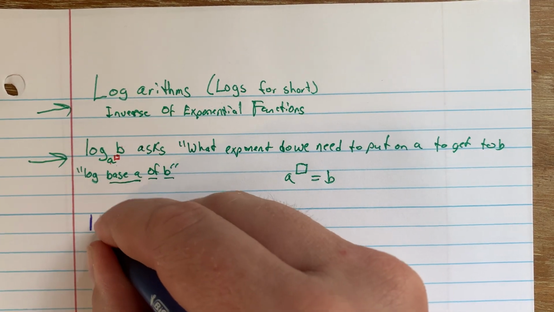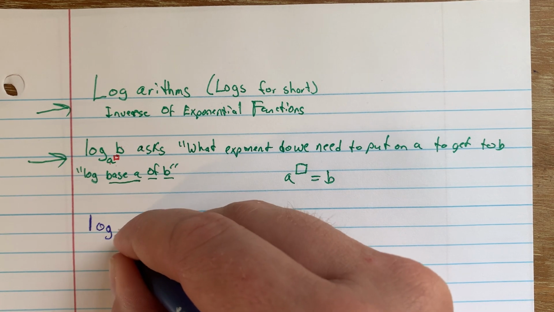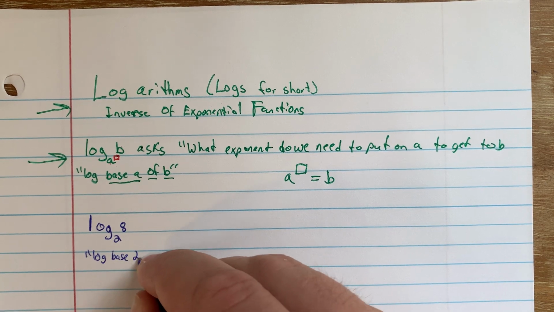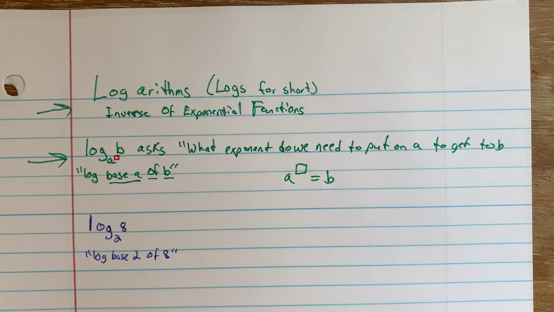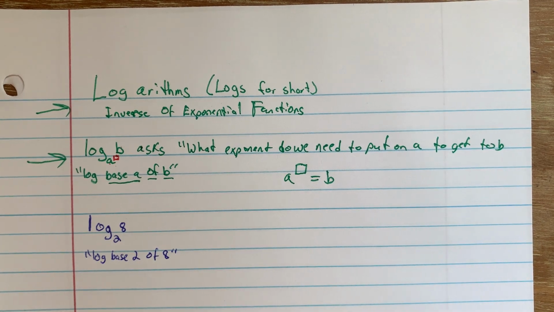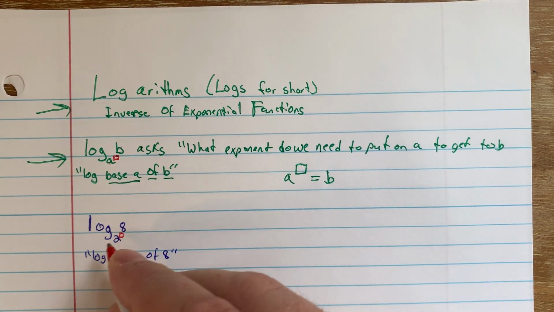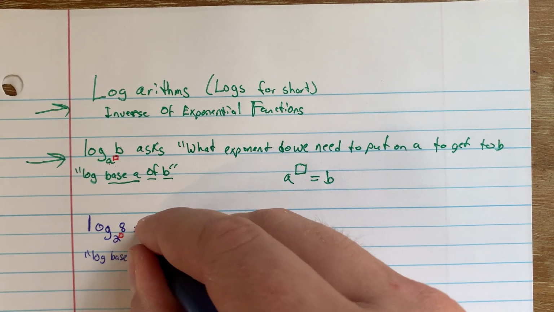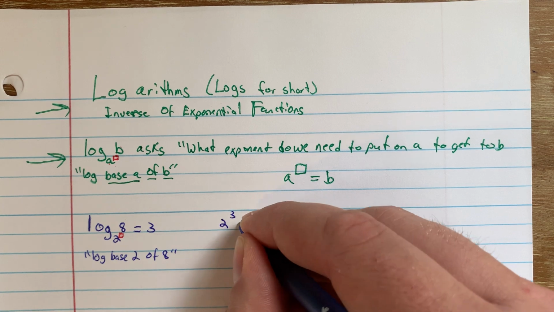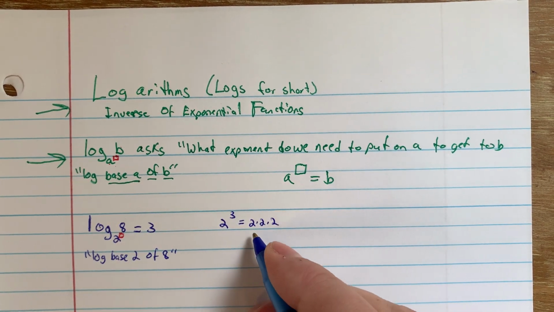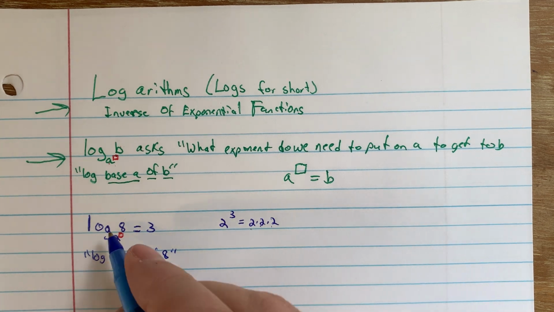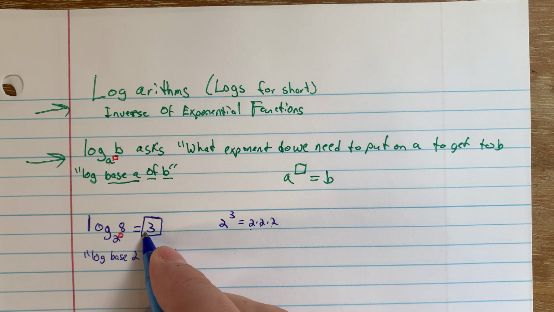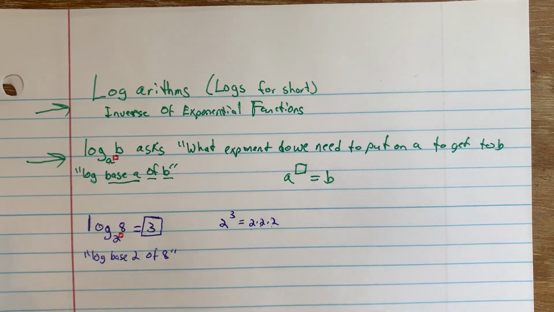It's right here. You definitely want to make sure you have this in your notes somewhere. Let's do some examples. So log base 2 of 8 is how we read this. And it asks, what exponent needs to go on 2 to get you to 8? 2 to what power gets you 8? Well, the answer is 3, because 2 to the third power means 2 times 2 times 2. 2 times 2 is 4, times 2 is 8. So 2 to the third power is 8. And that is the answer to the logarithm: what exponent we needed to put there to get to 8.